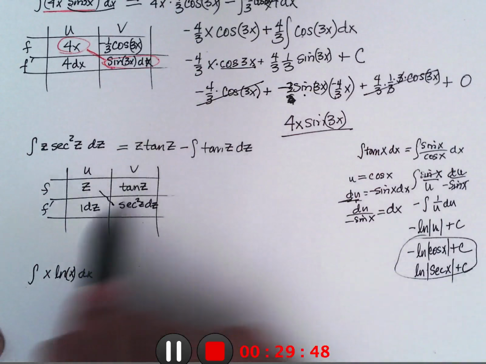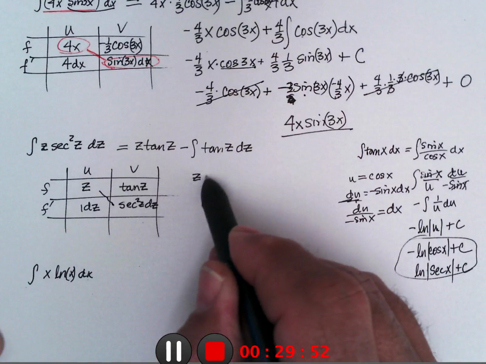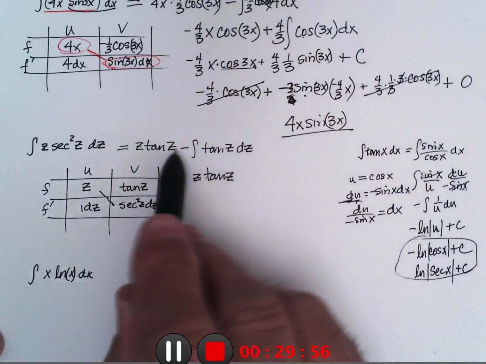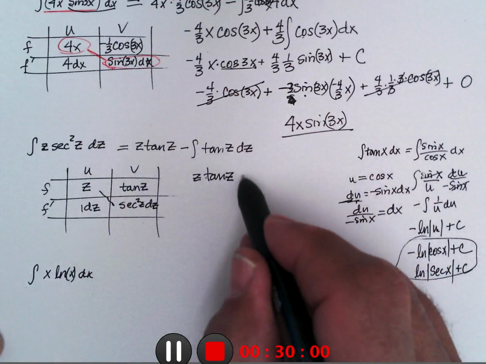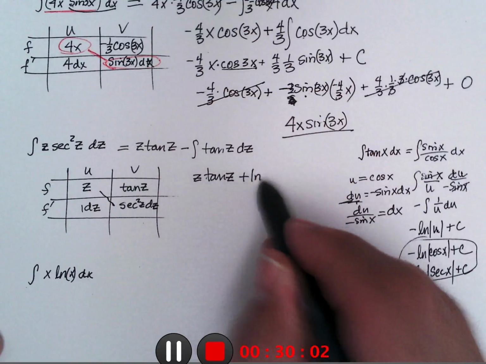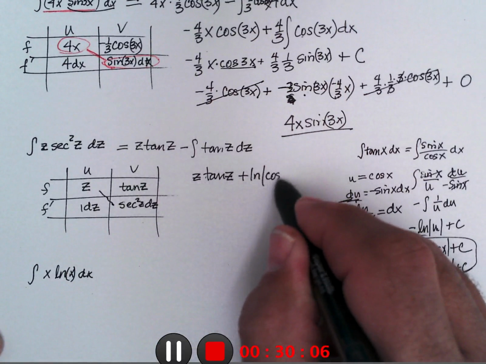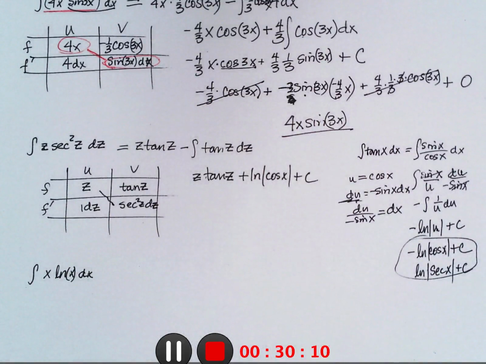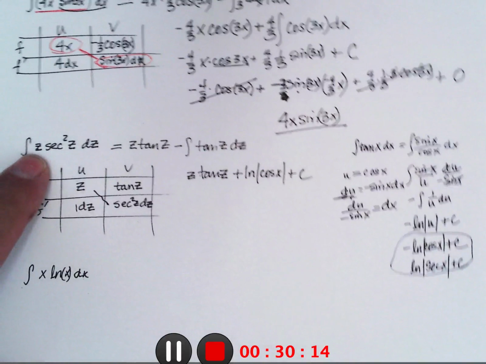So I'll call it z tangent z, and minus, I'll just use the minus one, so the minus will cancel, be plus ln of cosine plus c. Now let's check and make sure that really is the antiderivative of z secant squared z.